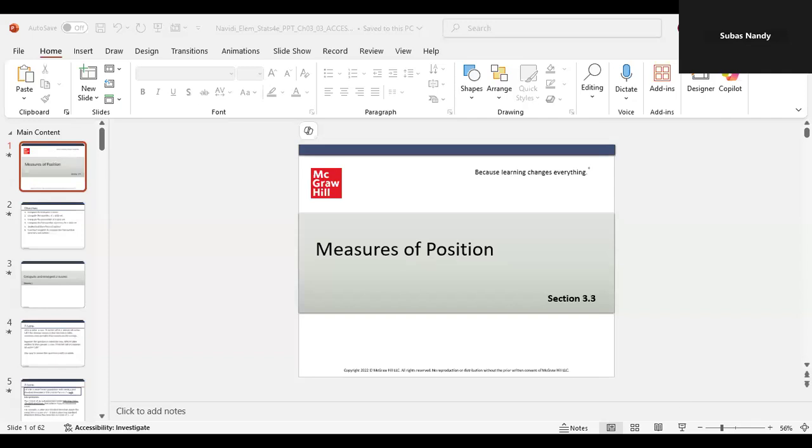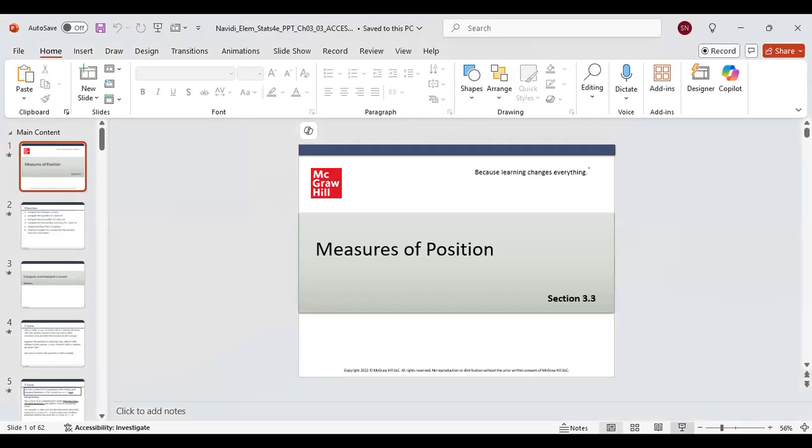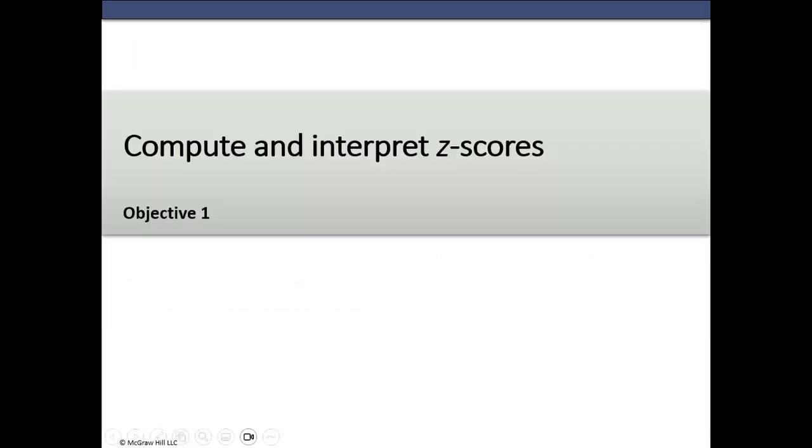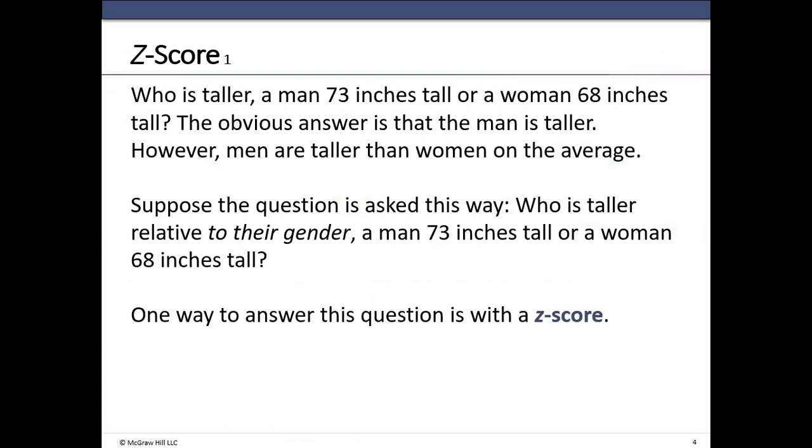Today, we are going to talk about measures of position of a data set. So, here I go. So first we will compute z-score.